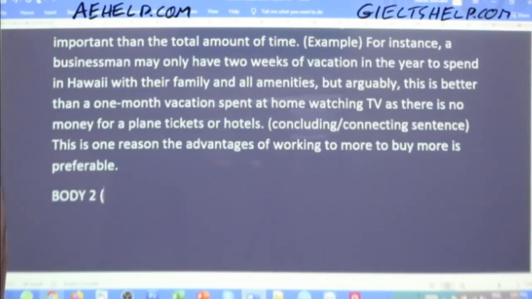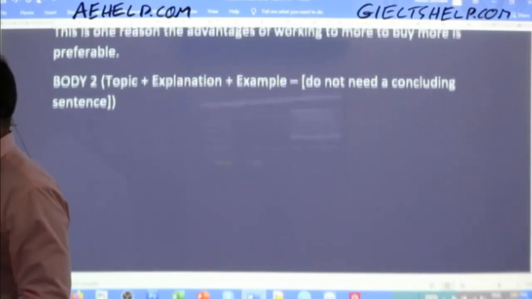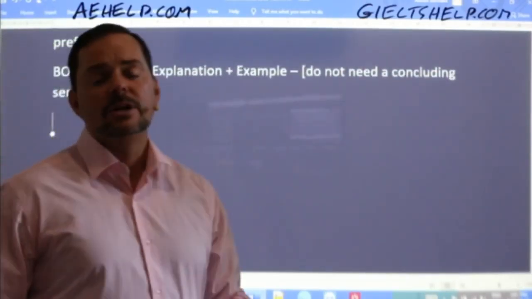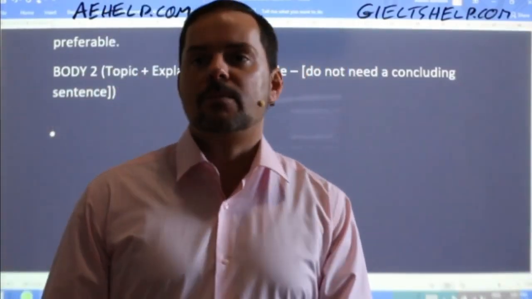So body paragraph 2, same concept. Topic plus explanation plus example. Okay, so same concept, except for body 2, you do not need a concluding sentence. Okay, because your conclusion's coming after, so you don't need that. It's awkward. If you have a longer essay, then you might want to have connecting sentences between your body paragraphs, but you don't need to do that in this case because your conclusion is your fourth body paragraph, okay?